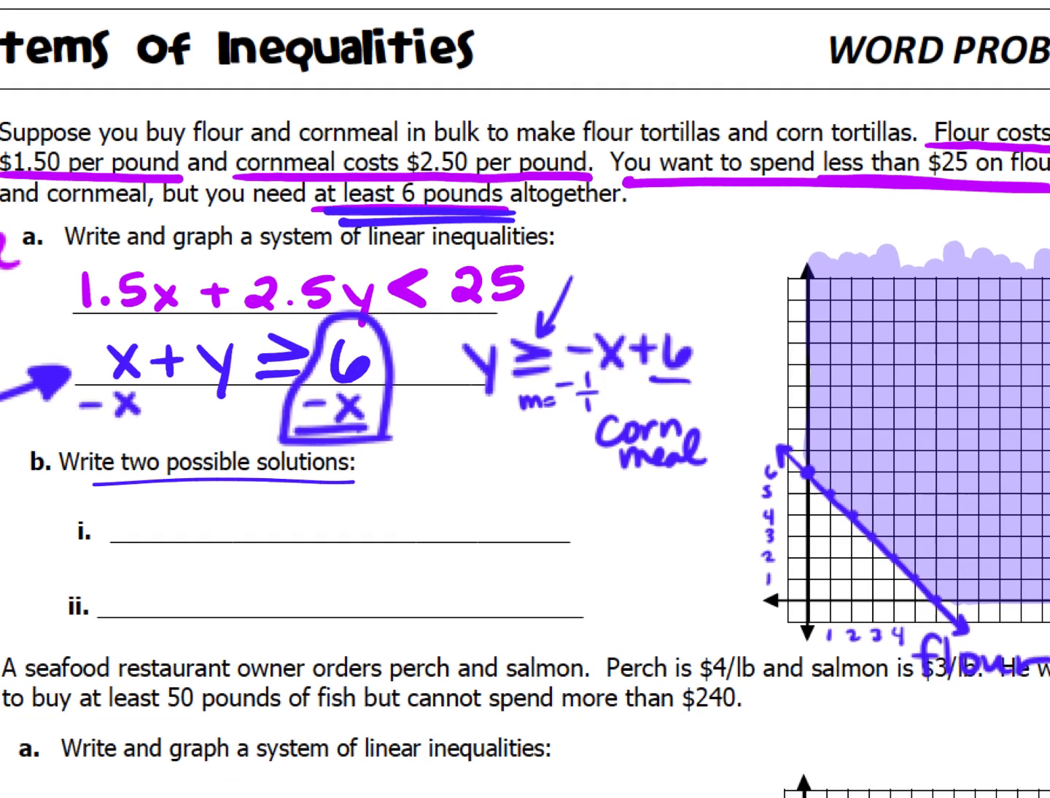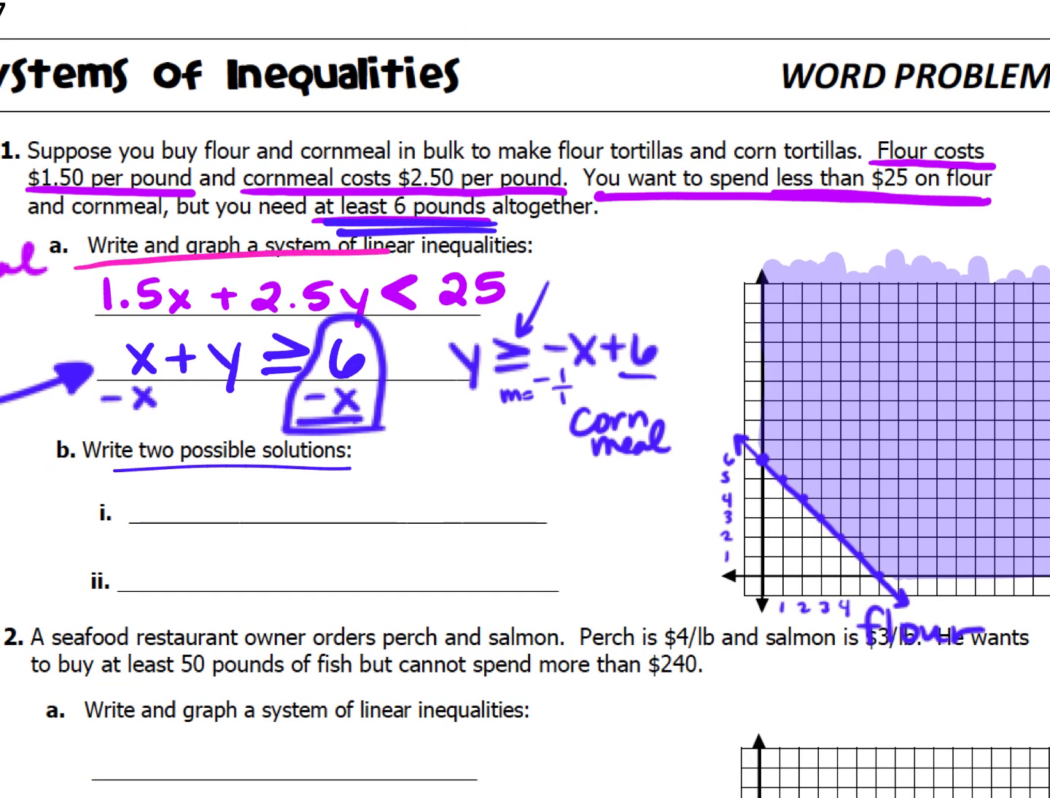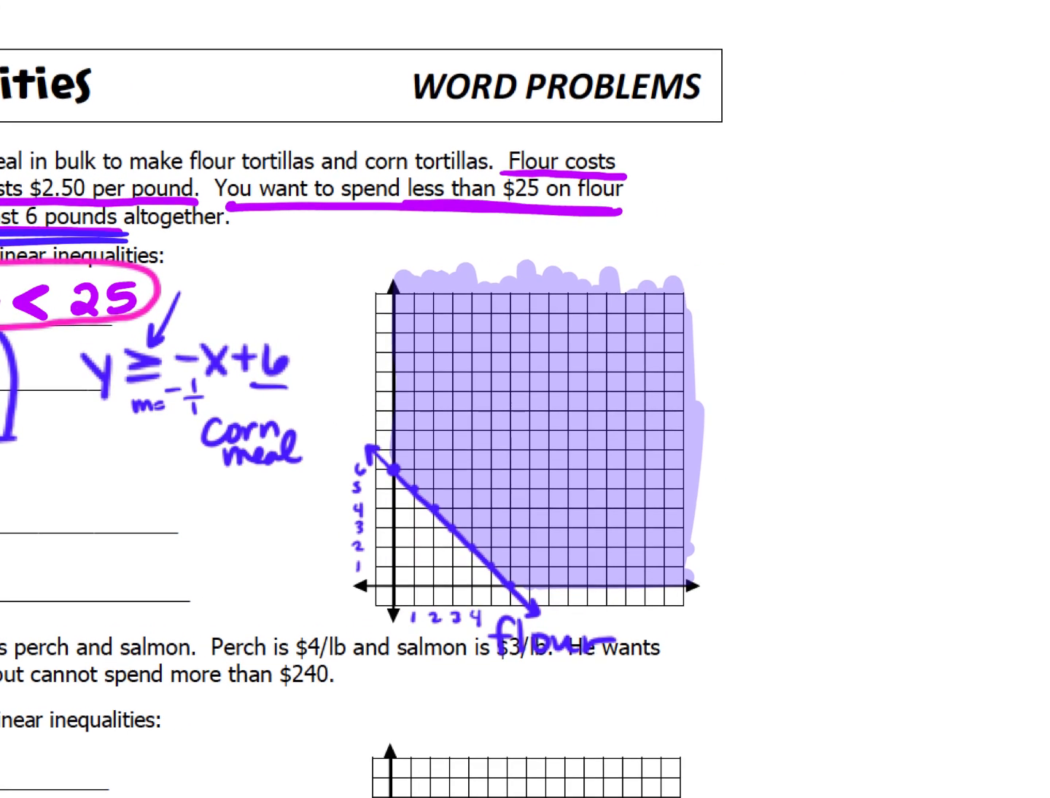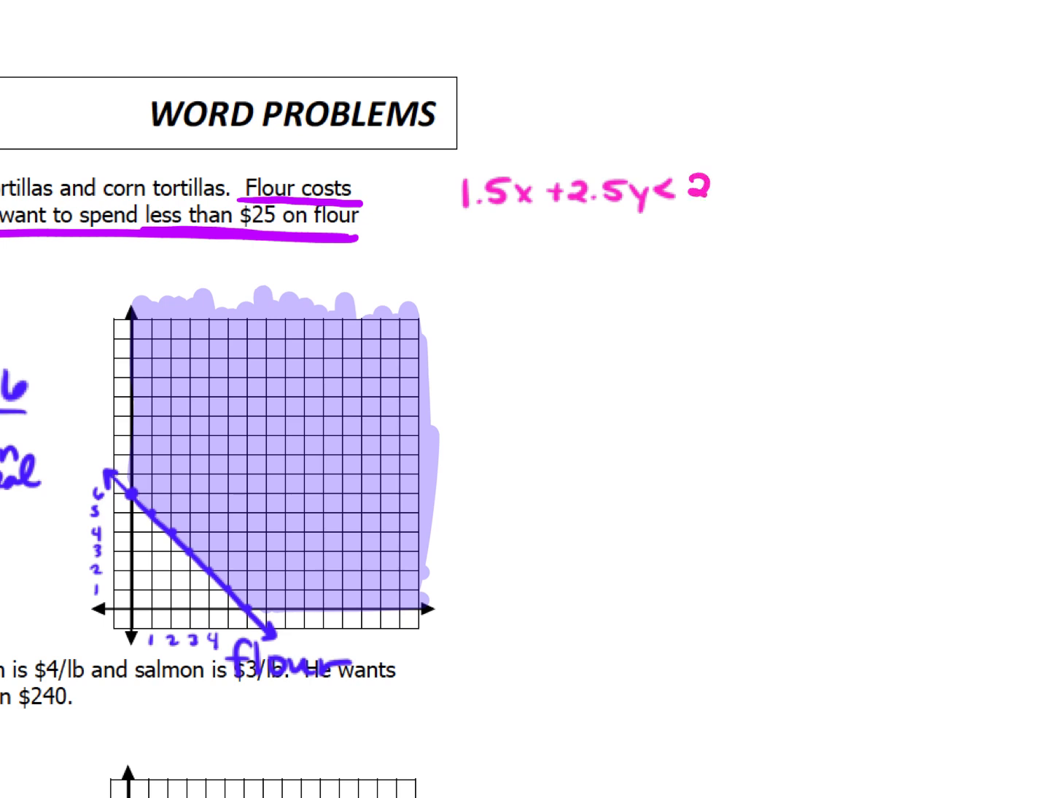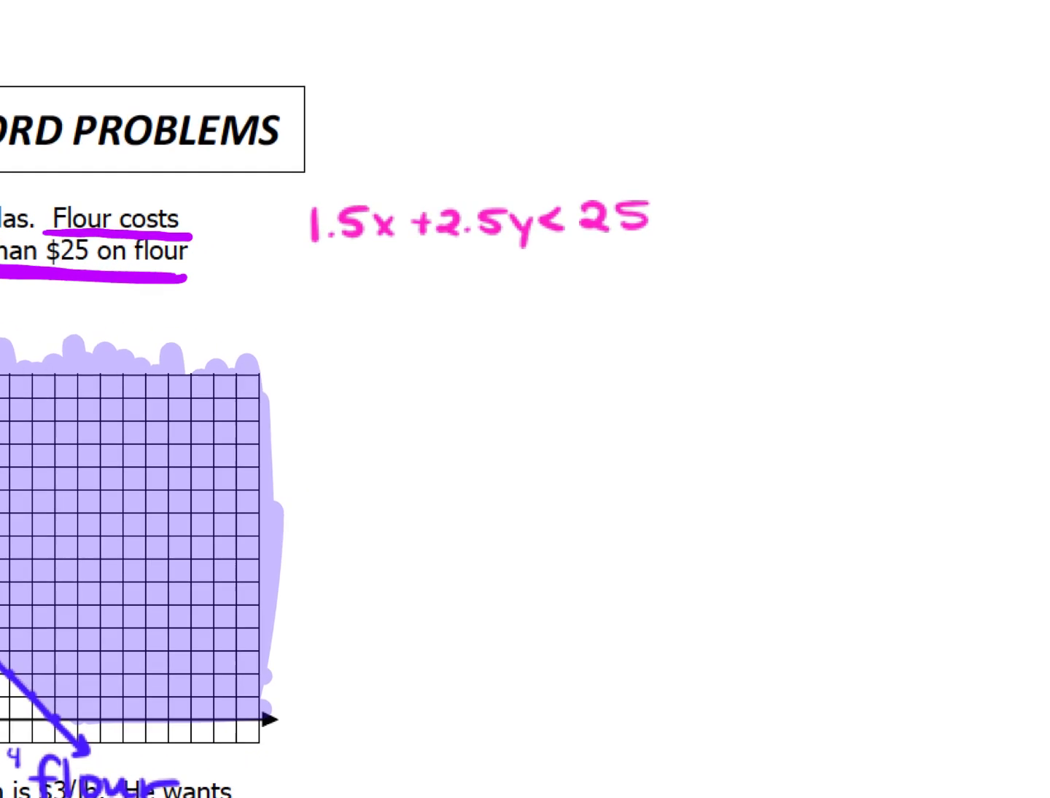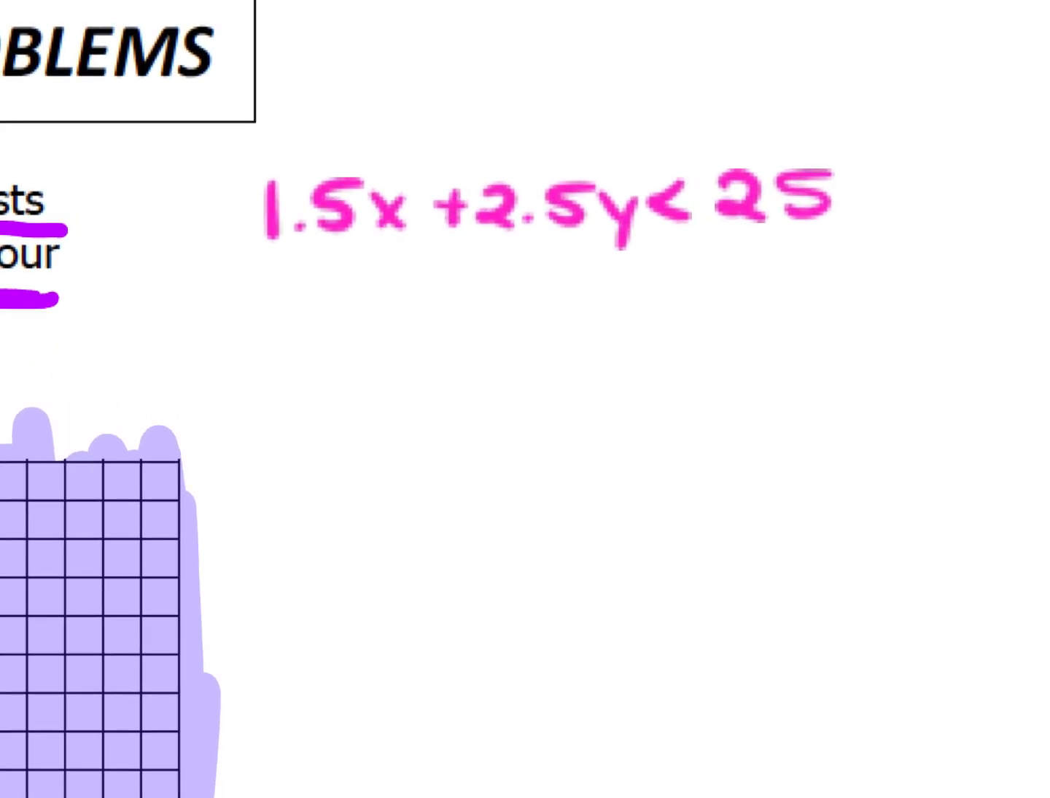The other equation, okay, it started like this. I'm going to move over here just to give us a little more room to work with. So 1.5x plus 2.5y is less than 25. Okay. If I want to isolate the y, I want to get y by itself. What's my first move?